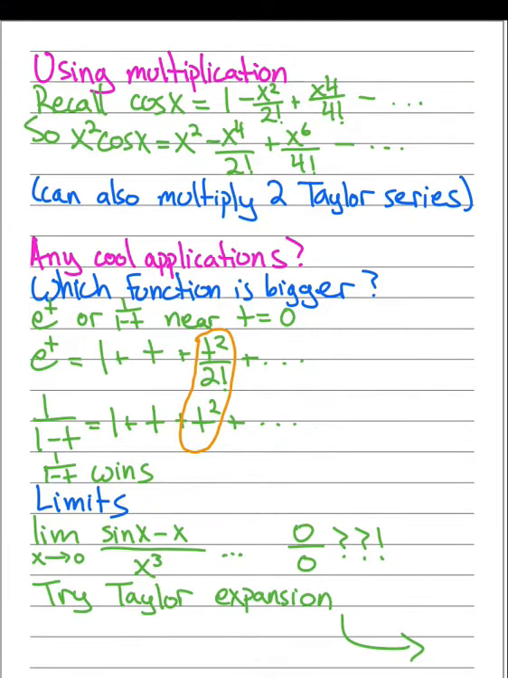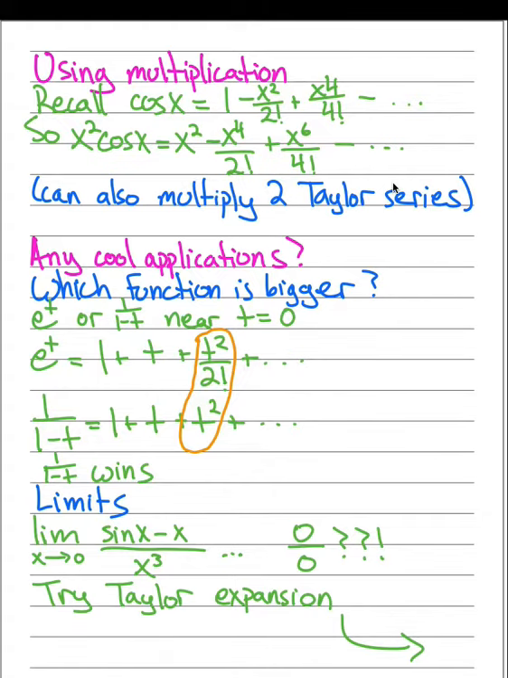Okay, you can also do multiplication. So for example, you could start with the Taylor series for cosine x. I've written it down here. If you wanted to know the Taylor series for x squared cosine x, rather than starting from scratch, you would just multiply everything by x squared. That's just multiplying by a power of x. You could also try multiplying two Taylor series themselves, although it gets very complicated keeping track of terms.